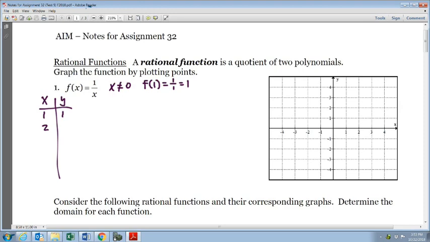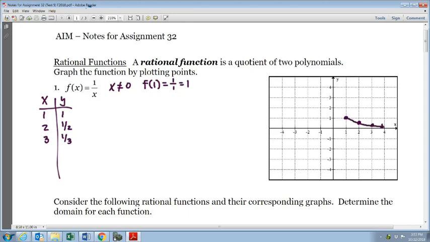Let's plug in 2. That's going to be 1 over 2, or a half. And if we plug in 3, we'll get 1 over 3. Alright, so let's put those points on the graph. I want you to notice that they're getting closer and closer to the x-axis. If I plugged in 4, I'd be at 1/4, and then 1/5, 1/6, 1/100th, 1/1,000th. We're going to get closer and closer, but we're never going to get to the x-axis.